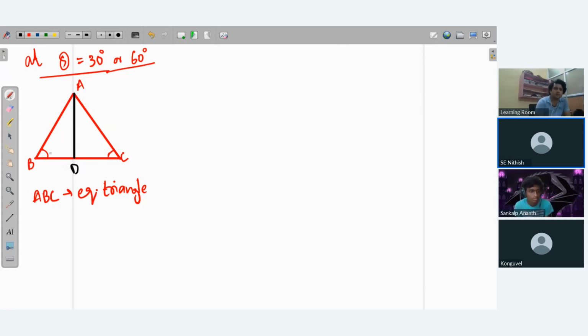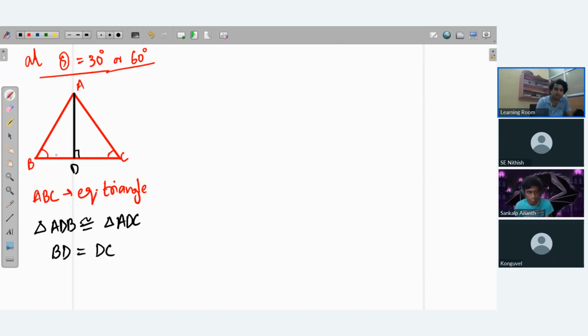So when this is a perpendicular, you know that triangle ADB is congruent to triangle ADC, right? From RHS congruency. So it means that BD is equal to DC. This is the first thing, right?